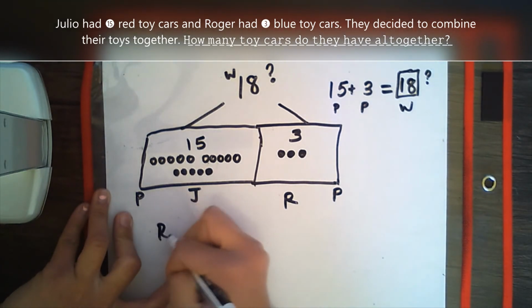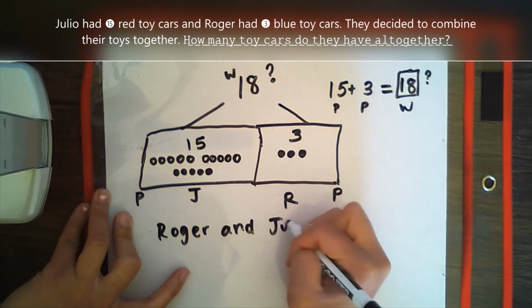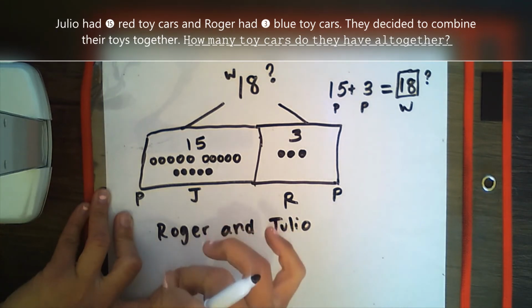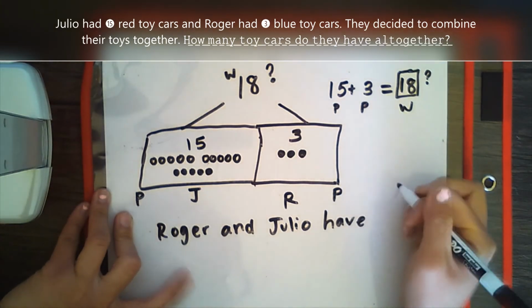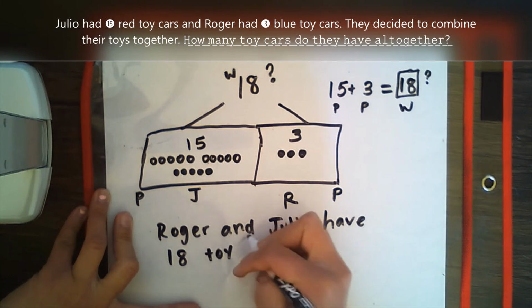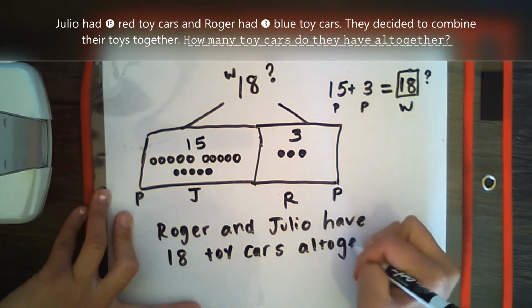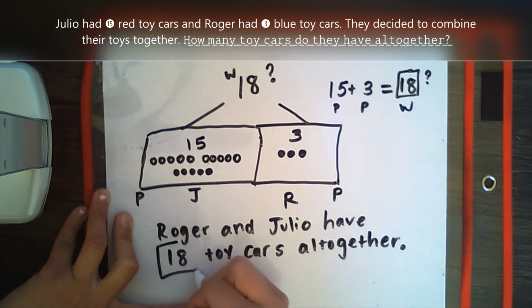Alrighty, Roger and Julio, because we know who we're talking about here in the word problem, we have to be specific. Okay, Roger and Julio have 18 toy cars all together. We're going to box in 18, that's our solution, and then we're going to underline toy cars.